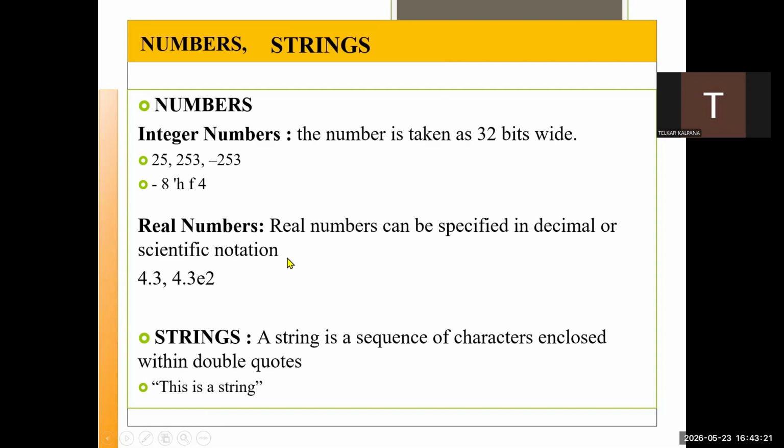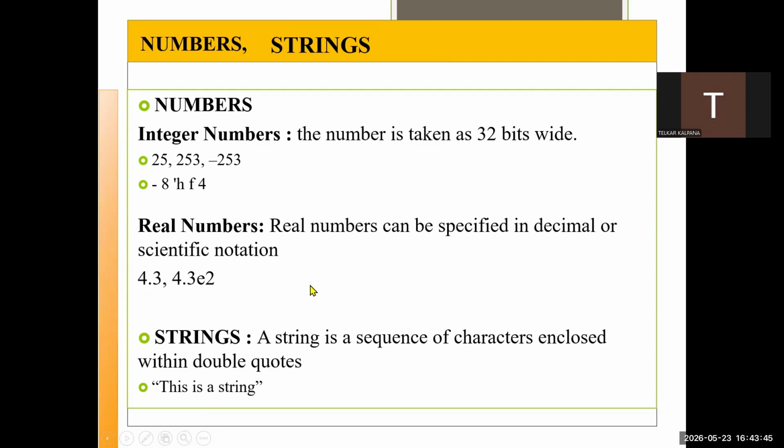For real numbers, we can use either decimal numbers or scientific notation. So 4.3 indicates a decimal number, and 4.3E2 means 4.3 times 10 to the power of 2. Like that, we can represent scientific notation in Verilog.